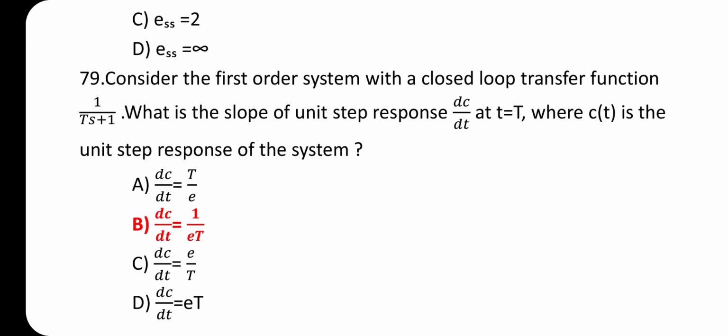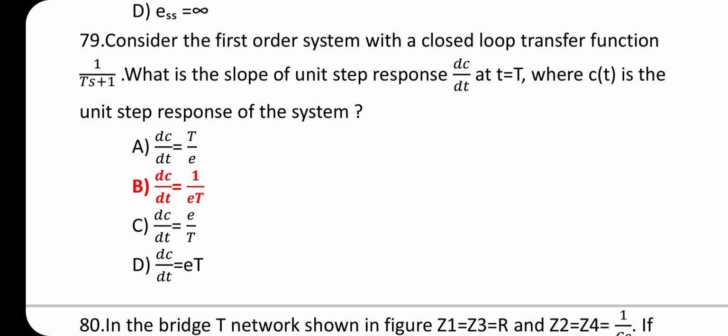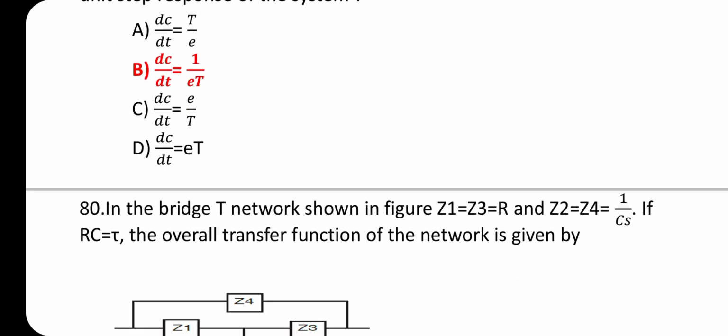Consider the first order system with a closed loop transfer function 1 by Ts plus 1. What is the slope of the unit step response dc by dt at t equal to T, where c of t is the unit step response of the system? Option B, dc by dt equal to 1 by eT is the answer.